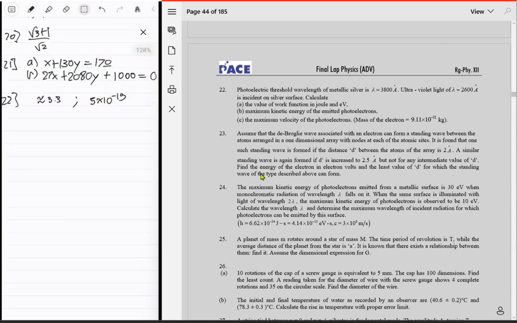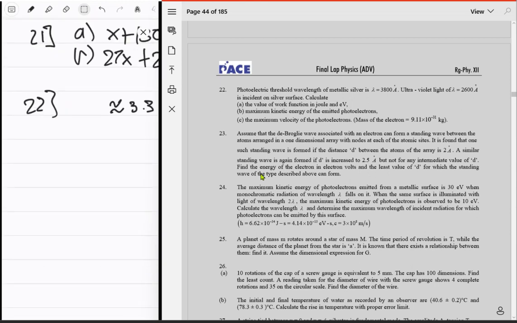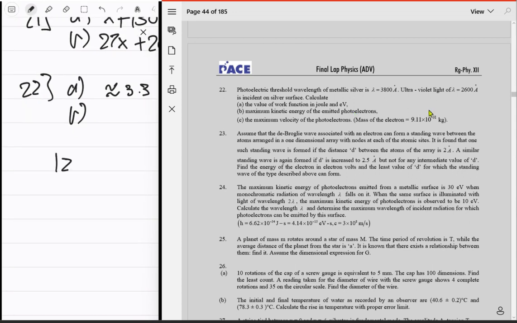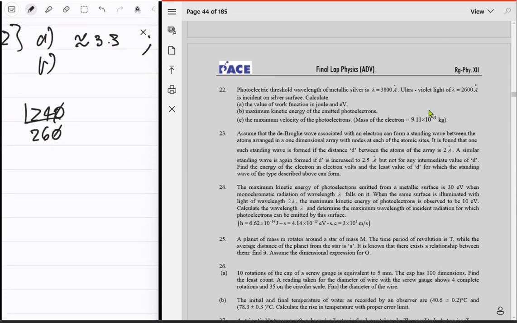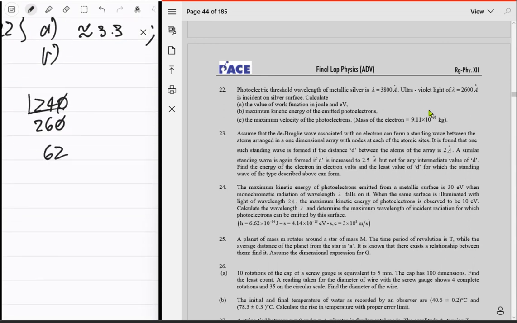Damn, but how do these 3-part questions work? It's going to take forever in this case. A then B. The maximum kinetic energy of the emitted photoelectrons. Just kill me already. Okay, hc upon lambda. Do it and do it. 1240 upon 260, like this thing. 62 upon 13 minus 62 upon 19, right? Yeah.